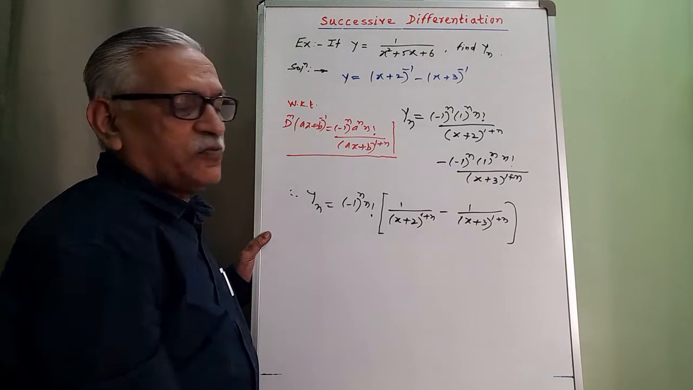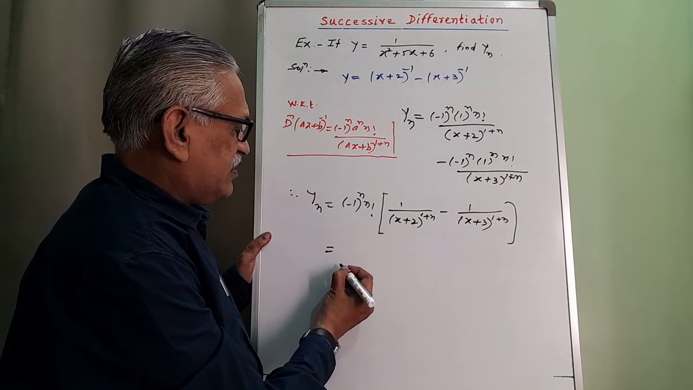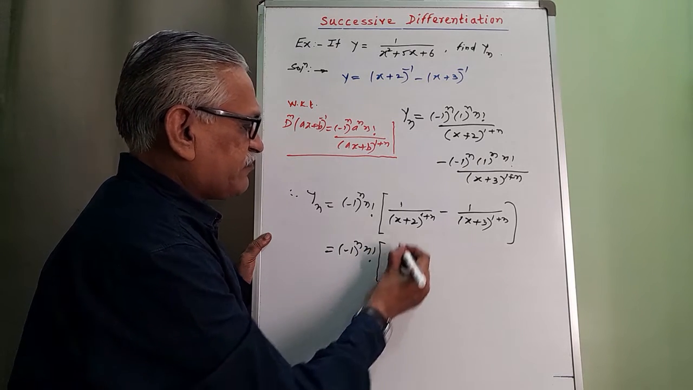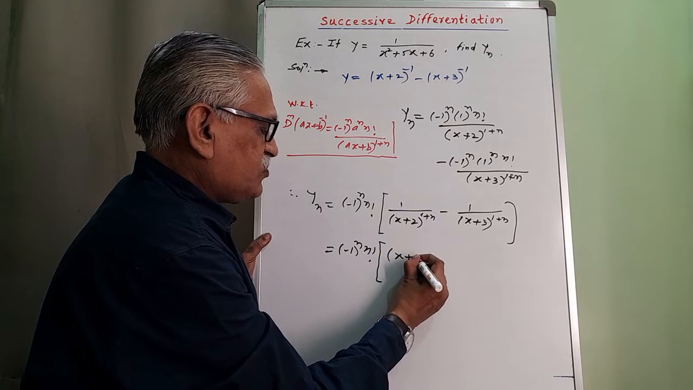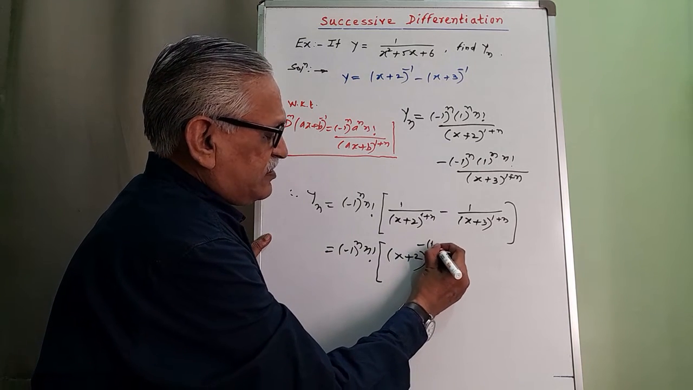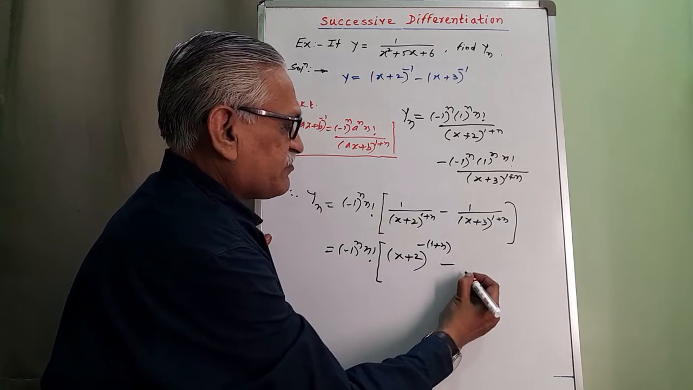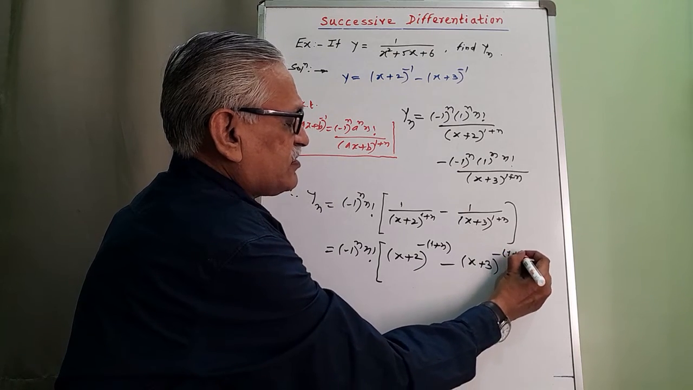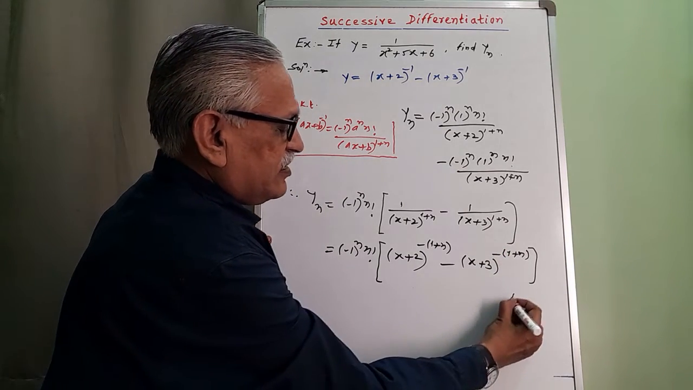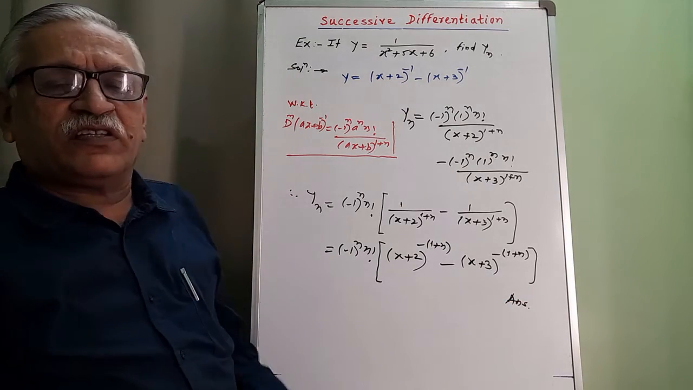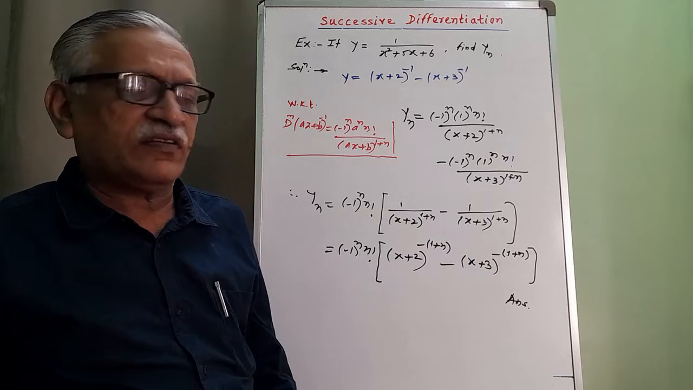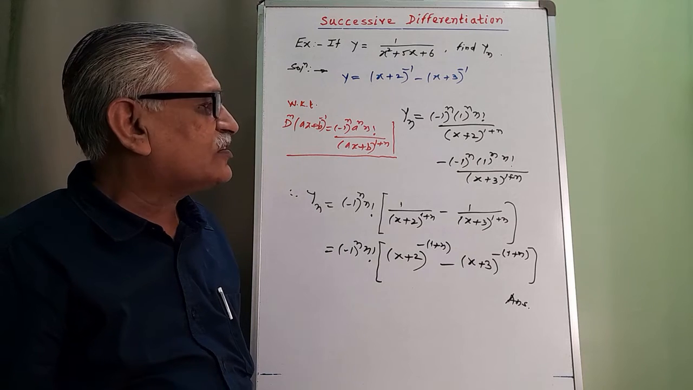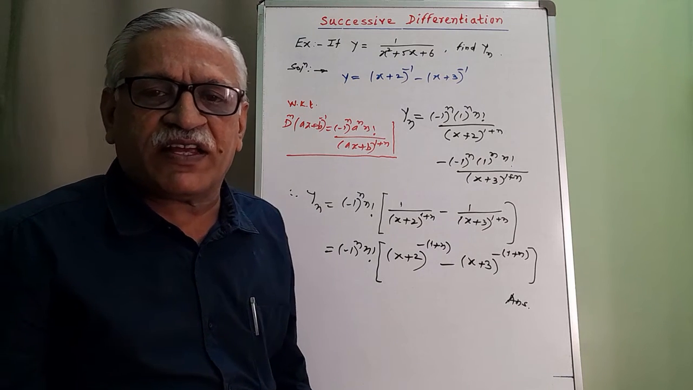We can transfer these terms to the numerator. We get in new form minus 1 raised to n, n factorial multiplied by x plus 2 raised to minus of 1 plus n minus x plus 3 raised to minus of 1 plus n, as the required nth derivative or the answer for that problem. Important here is this standard result to find the nth derivative. One more I will discuss in my next video.